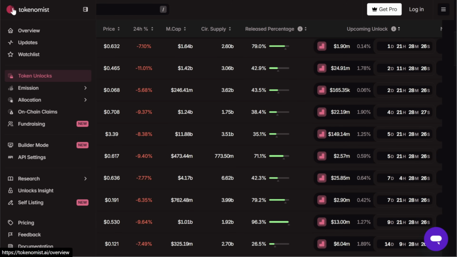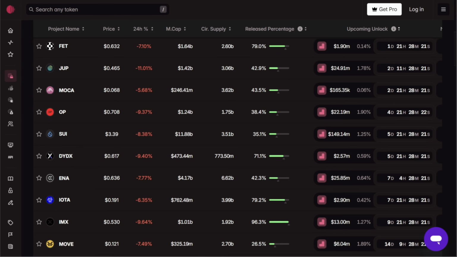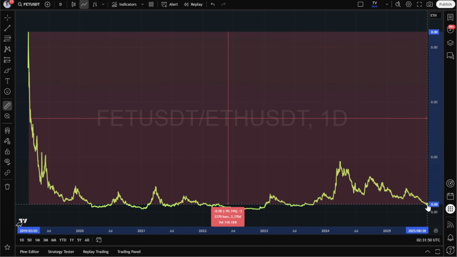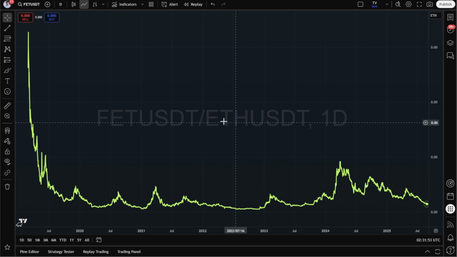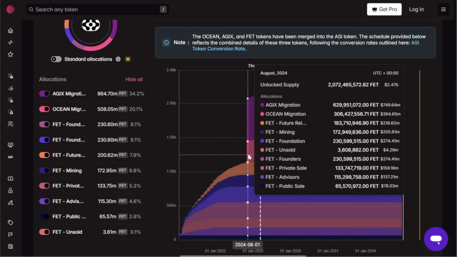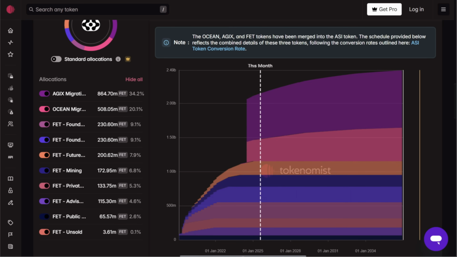This is one of my favorite websites. It's Tokenomics.ai. It lists various altcoins with their token unlocks. And let's have a look, for example, at Fetch.ai. It went crashing and burning, and it's close to an all-time low relative to Ethereum. And the reason is, of course, token unlocks, as in there's more and more tokens that hit the market. And that depresses the price if the demand doesn't grow as quickly. And that's usually the case.